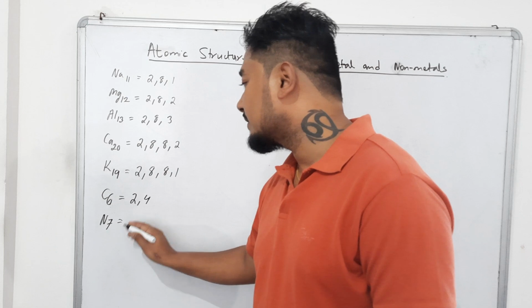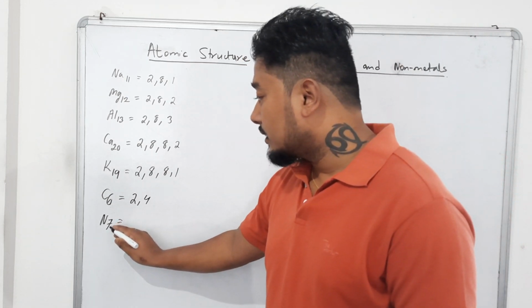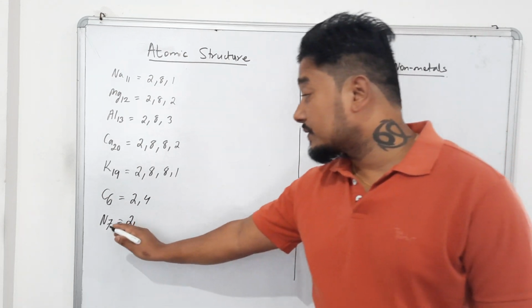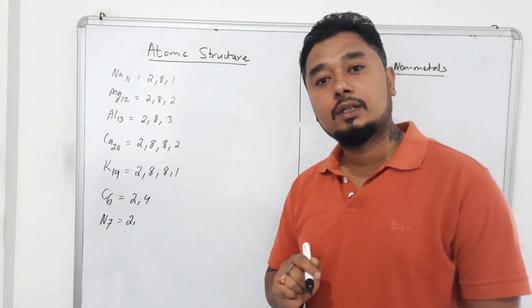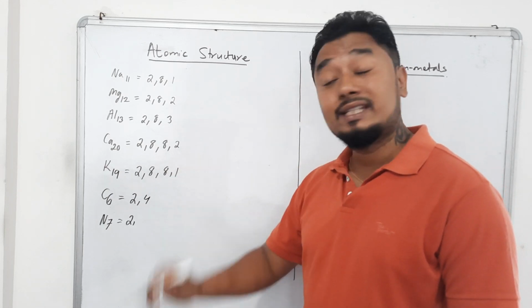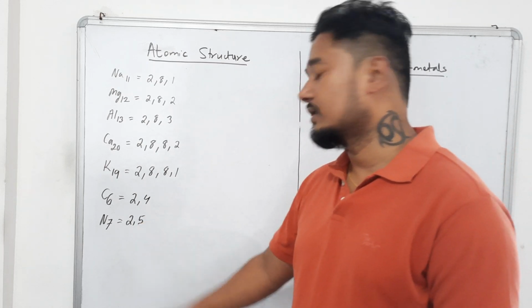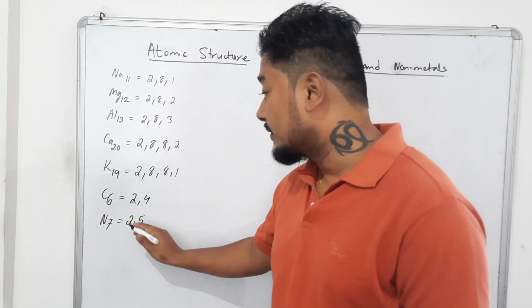Similarly for nitrogen, atomic number is 7. So let us do the configuration again. 7, first cell you put 2 again. Now how much is left? Out of 7, 2 is gone, which means 5 is left. And though the capacity of second cell is 8, you have only 5 with you, so that you put in the second shell. But you cannot put more than 8, but you can put less than 8. So 5 plus 2 makes it 7.